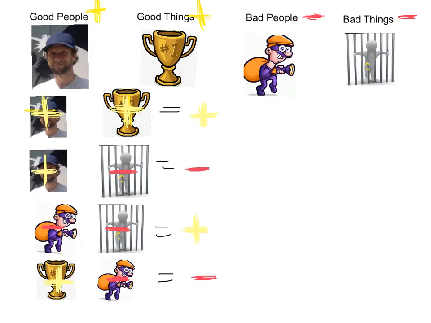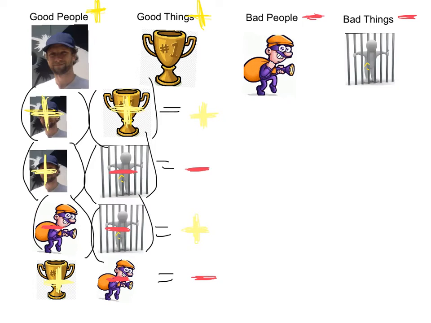So when good things happen to good people, that's a good thing, and a positive times a positive is a positive. When bad things happen to good people, that's a bad thing, and a negative times a positive, or a positive times a negative, is a negative. When bad things happen to bad people, that's actually a good thing, and a negative times a negative becomes a positive. And when good things happen to bad people, a positive times a negative is a negative. So that's just a story for one way to remember the multiplication rules.